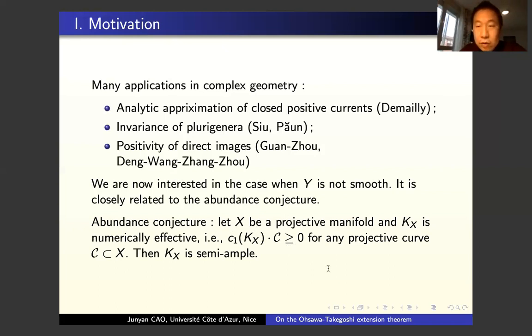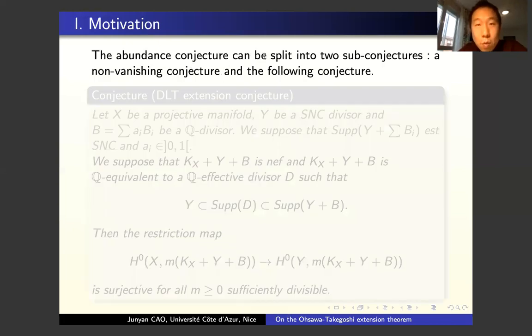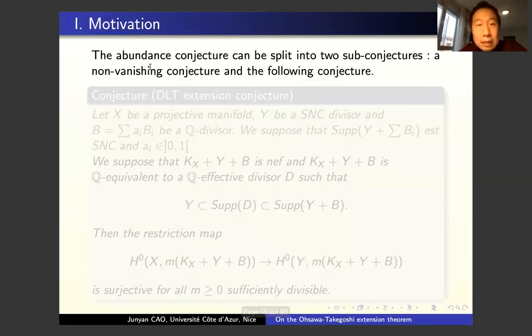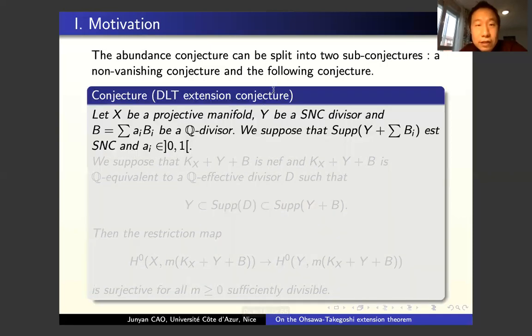At the moment, it's known only in the case when the dimension is less than or equal to 3. For this conjecture, it's largely open. But in order to prove it, there is one program. In fact, the abundance conjecture can be split into two sub-conjectures. One is the non-vanishing conjecture. The first step is to prove that under the assumption that K_X is nef, K_X is Q-effective, that means we can find a nonzero section after tensoring sufficiently many times. The second step is to prove the following DLT conjecture. If we can prove the non-vanishing conjecture and the DLT conjecture, it will imply the abundance conjecture.